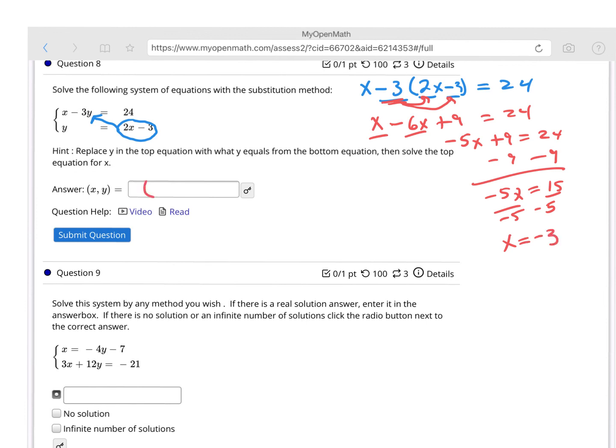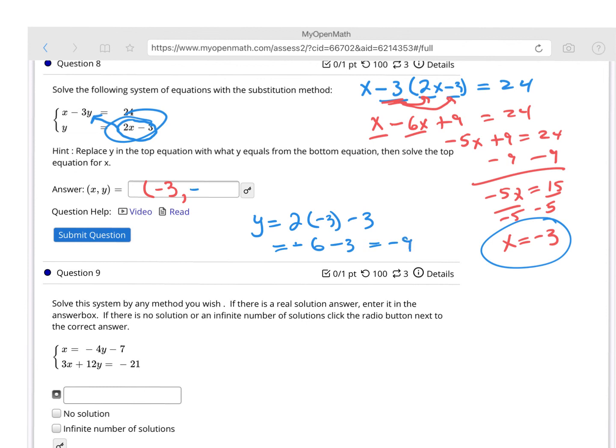So now here I'm asking you to actually write it as an ordered pair rather than entering your x and y in separately. So my ordered pair is going to be -3, and then of course I have to go back and find y. So I'm just going to take -3 and put it back in for x there. So y equals 2 times -3 minus 3. So that'll be 2 times -3 is -6 minus 3 is equal to -9. So my ordered pair should be -3, -9. And that's what that is.